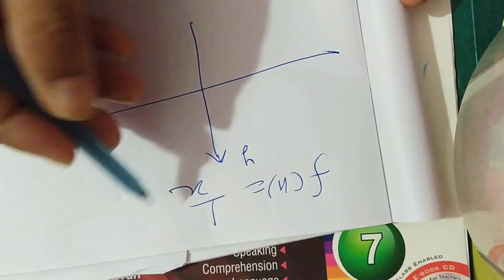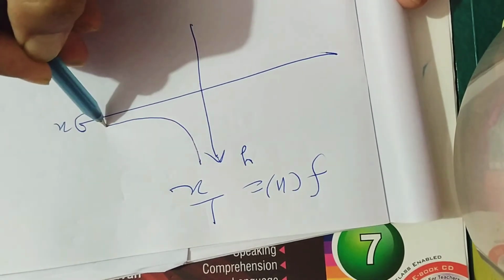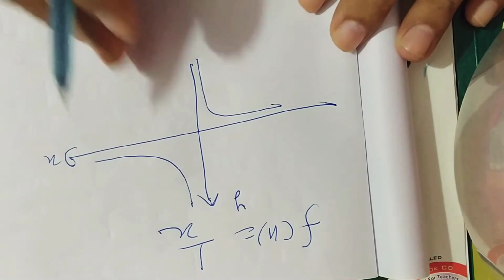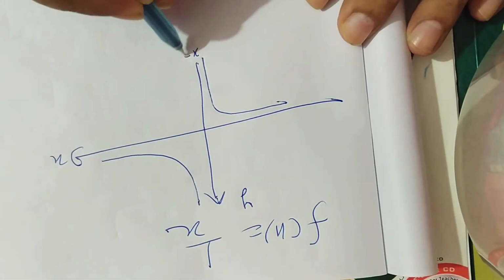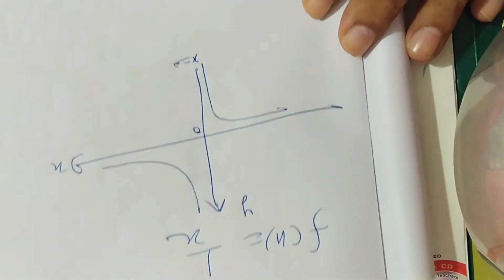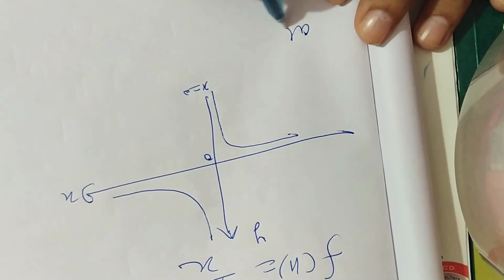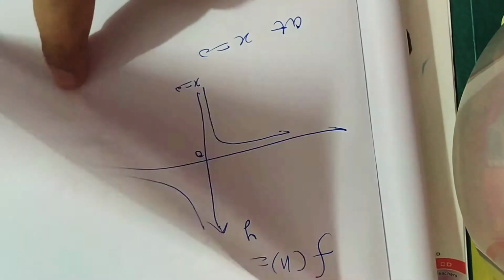Again we take an example. f(x) is equal to 1 upon x. We trace a graph. This is the x-axis, this is the y-axis. We know that it is the rectangular hyperbola. We trace a graph. This is x equal to 0. This is the origin.